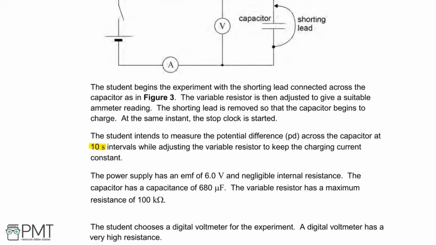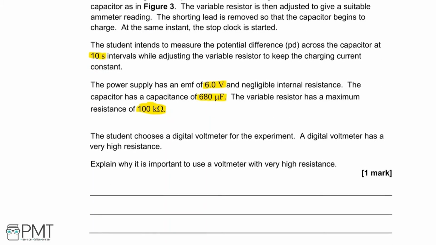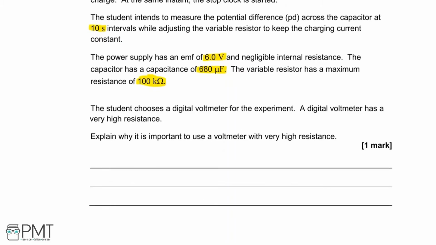The power supply has an EMF of 6 volts and negligible internal resistance. The capacitor has a capacitance of 680 microfarads. The variable resistor has a maximum resistance of 100 kilo ohms. The student chooses a digital voltmeter for the experiment. A digital voltmeter has a very high resistance. Explain why it is important to use a voltmeter with a very high resistance.